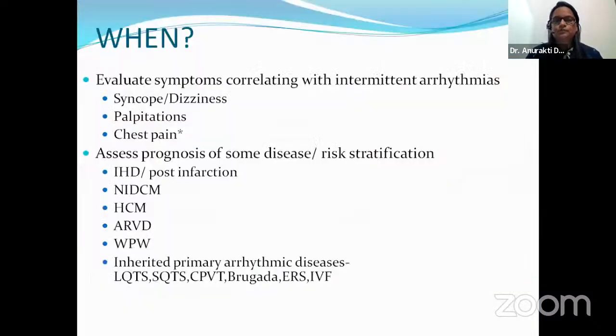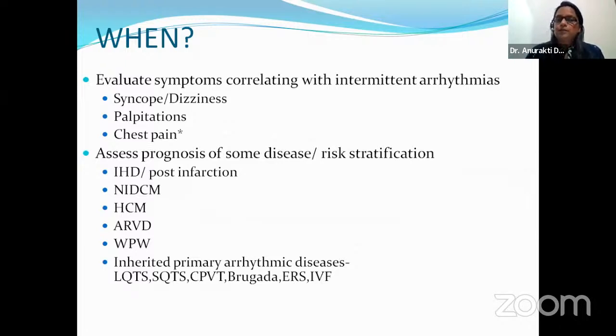So easy things, we all know that clinical symptoms, if a patient presents with syncope or dizziness, palpitations, that is the most common symptom when you will be ordering this test, the Holter monitoring test. Chest pain plus minus, because for some patients with chest pain where you are suspecting something like variant angina, maybe there is a role, but not in all chest pain. So I have put an asterisk there.